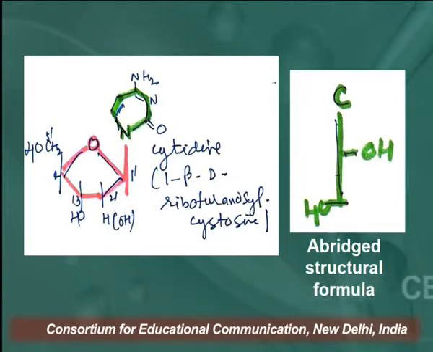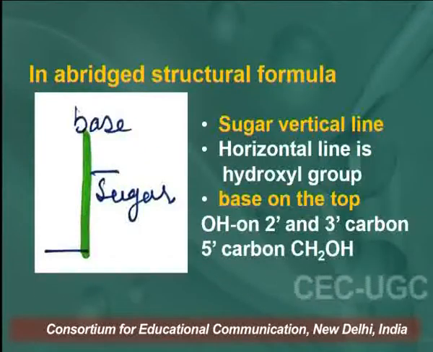As I told you, at the 5 carbon atom a nucleoside has a CH2OH group, but in a nucleotide the H of that OH group is replaced by a phosphate group. So it is very easy, you can understand and identify which is the nucleoside and which is the nucleotide. This is the structure of a nucleotide, and the base present here is cytidine, shown in abridged structural formula.